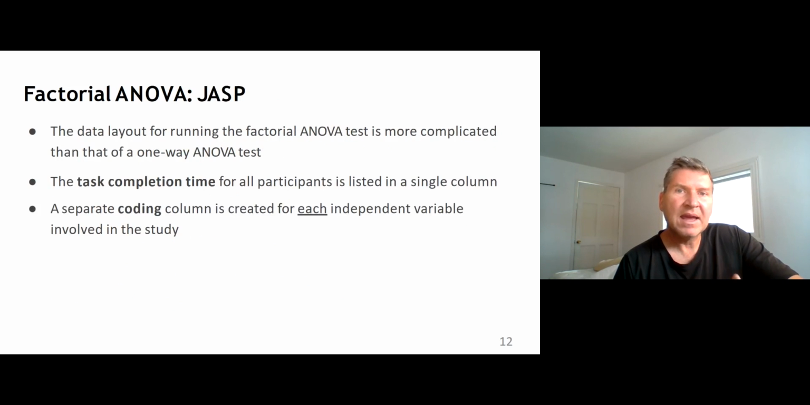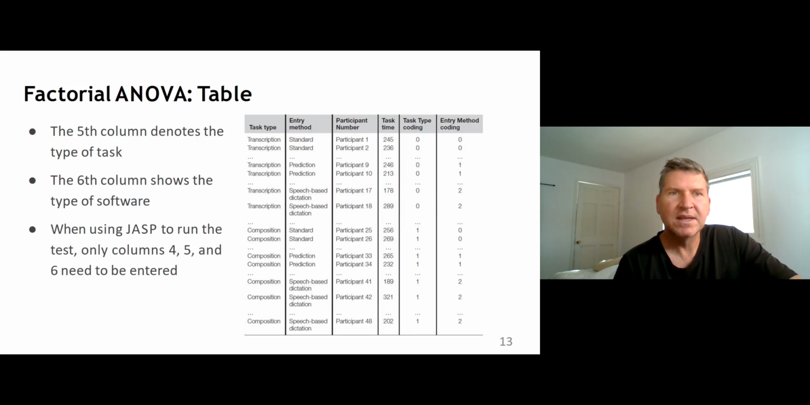The data layout for running this test is more complicated than we saw in the one-way ANOVA test. So we have the task completion time in a single column in JASP, and a separate coding column is created for each independent variable involved in the study. So we have to have 2 separate coding columns. It looks like this. So the 5th column denotes the type of task. So remember, we had transcription, and then we had composition.